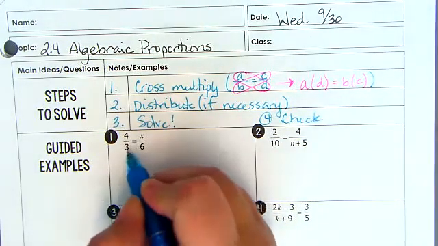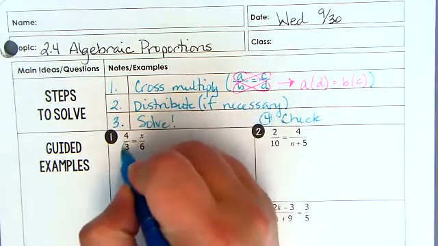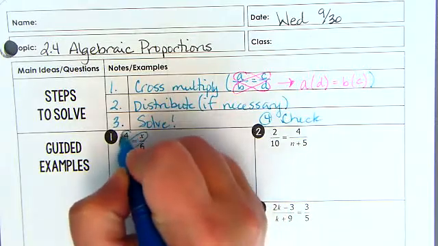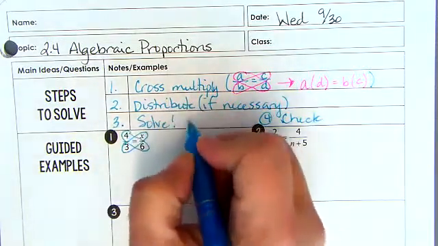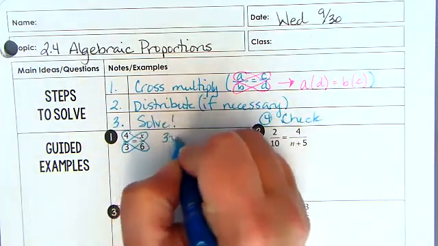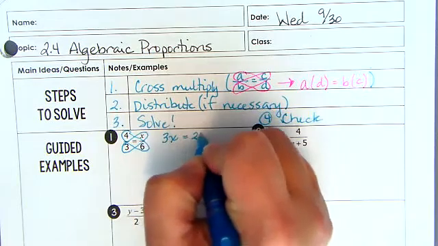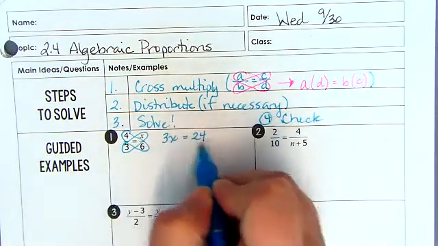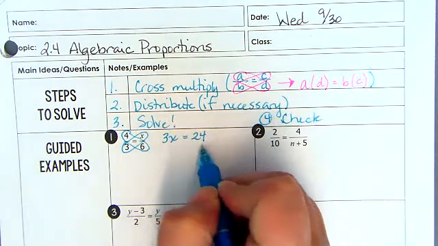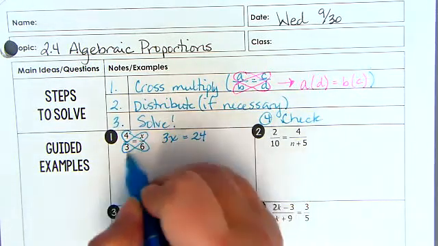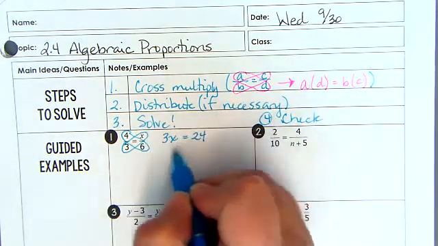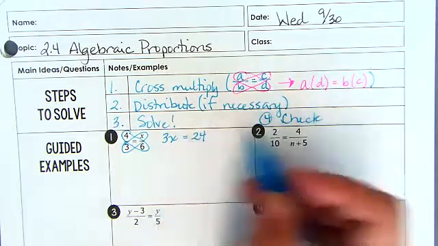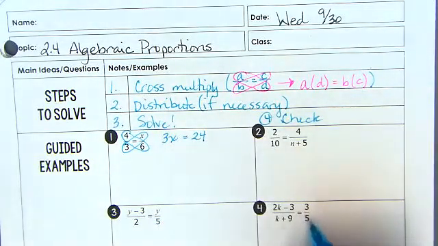So for our first step here, we multiply diagonally, our butterfly. So that means I end up with 3x equals 24, because 3 times x equals 3x and 4 times 6 equals 24. And yes, you have to multiply diagonally. I know that you can do this a different way for this problem, but the purpose is to learn this process for when we have problems that look like number 4.